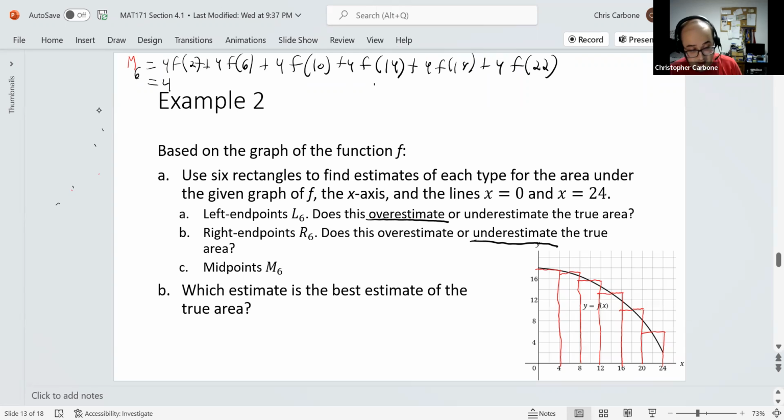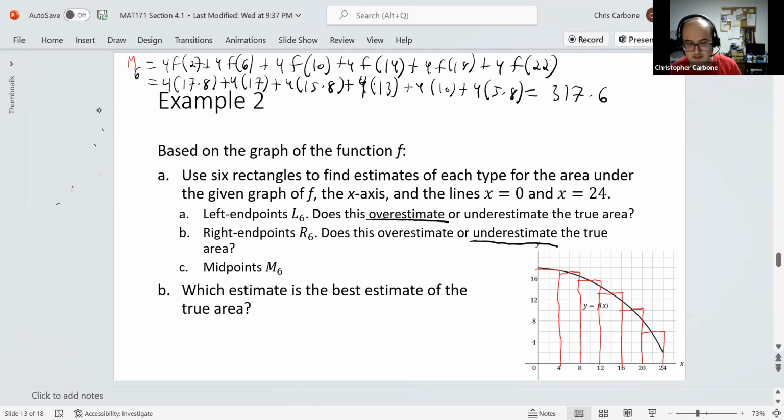This would be about 4 times 17.8 plus 4 times 17 plus 4 times 15.8 plus 4 times 13 plus 4 times 10 plus 4 times 5.8. And this gives us a better estimate of about 317.6. So the best estimate of the true area is going to be based on the midpoints, as we have calculated.